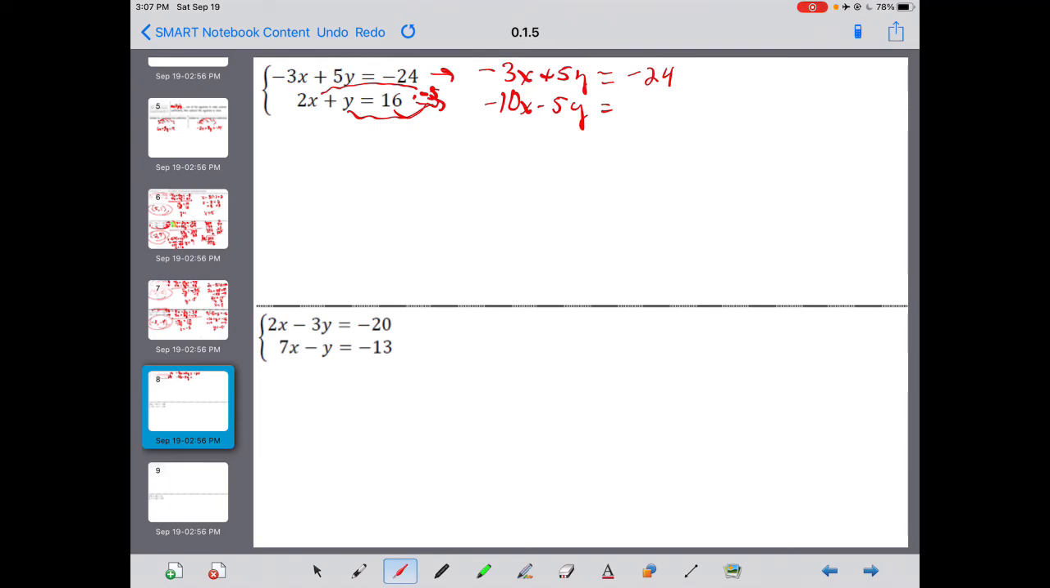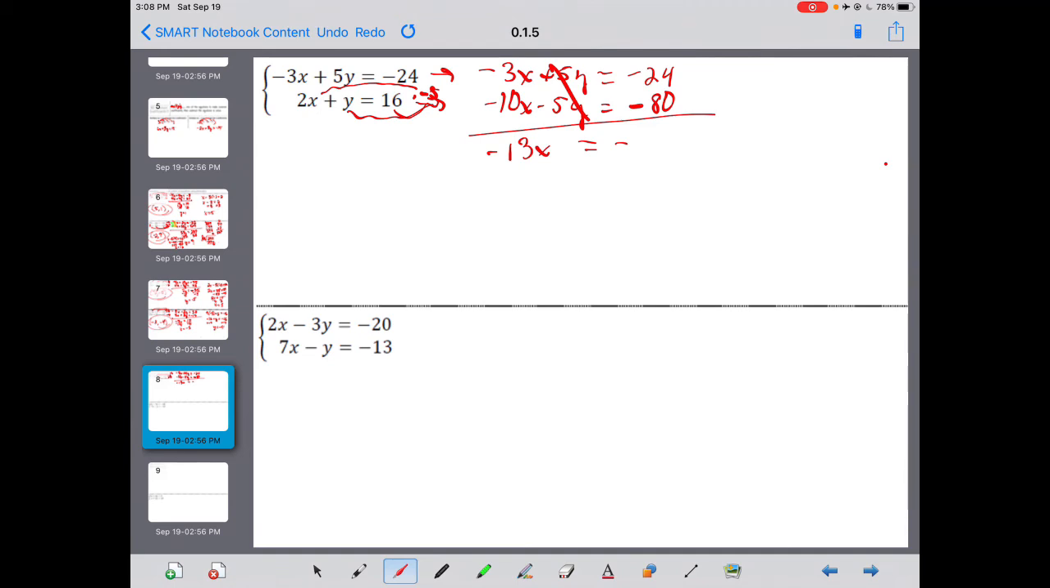Let's see. Negative 5 times 10 is negative 50. Well, we know it's going to be negative. 10 times 5 is 50. 10 times 3 is 30. 50 and 30 is 80. There we go. Add down. Negative 13x. Goodbye. Equals. Ooh, there we go.